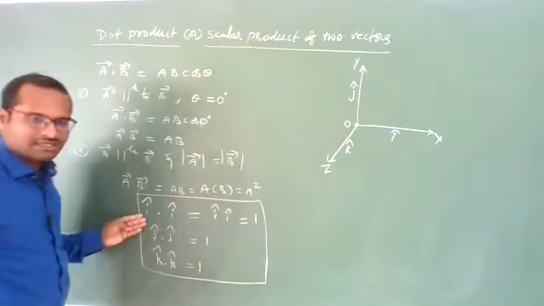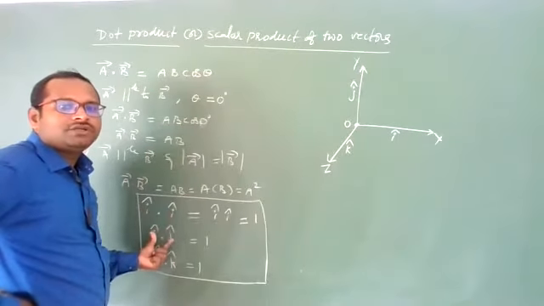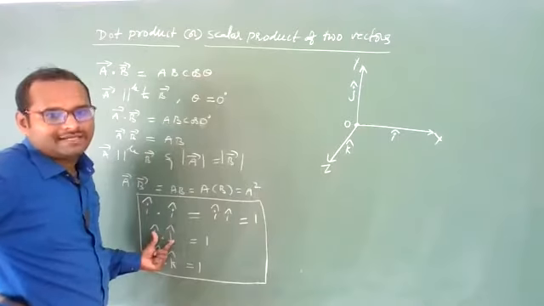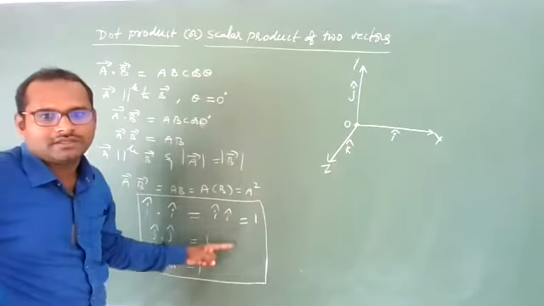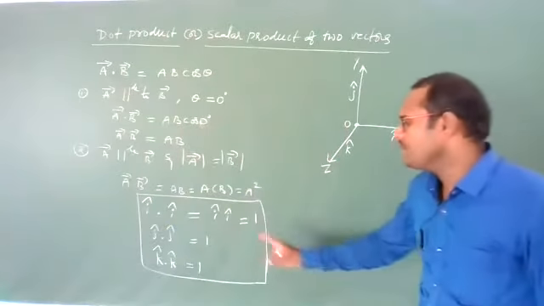You remember this? The dot product between two equal unit vectors is always equal to 1. Very important point.